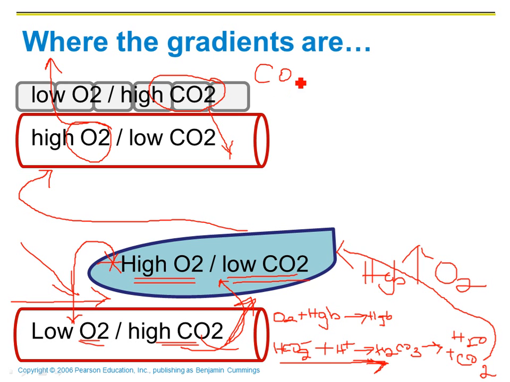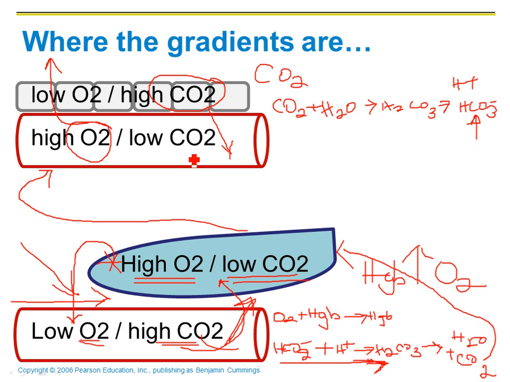Well, if we look at CO2, we're going to be adding CO2 to the plasma. Some of it just as dissolved CO2, some of it stuck on hemoglobin, and the rest of it is going to combine with water to make that acid, which comes apart into hydrogen ions and bicarbonate ions. So most of the CO2 is going to be, again, hidden up in there.